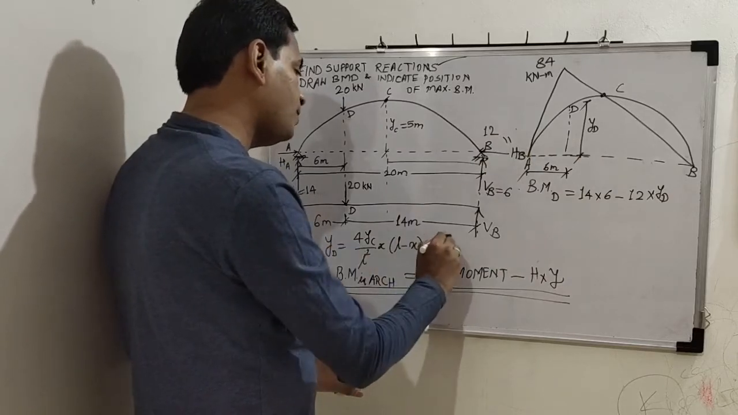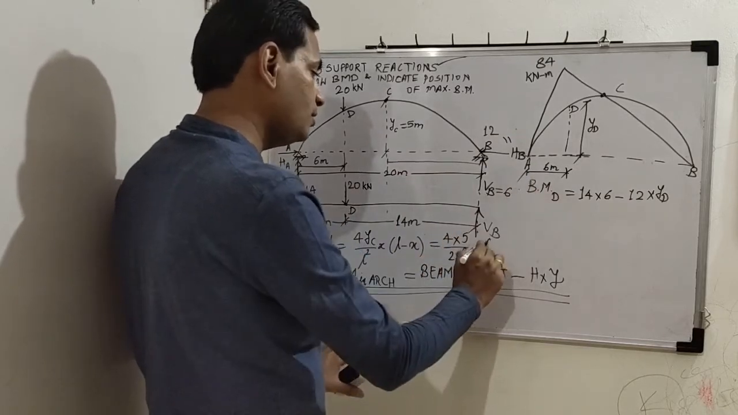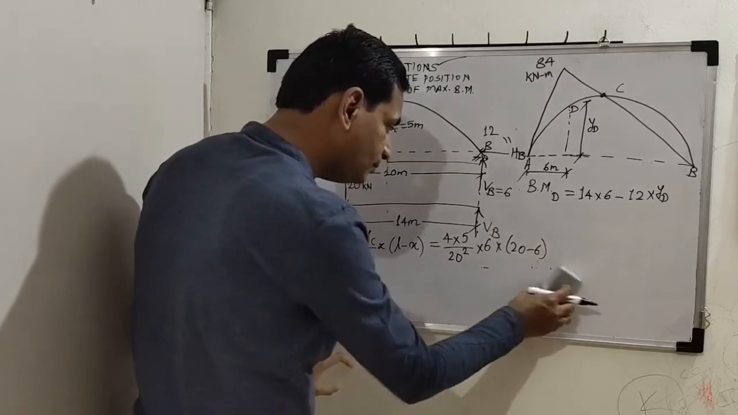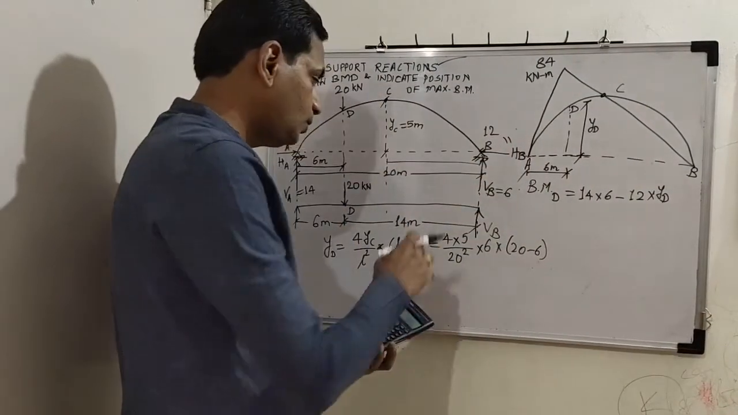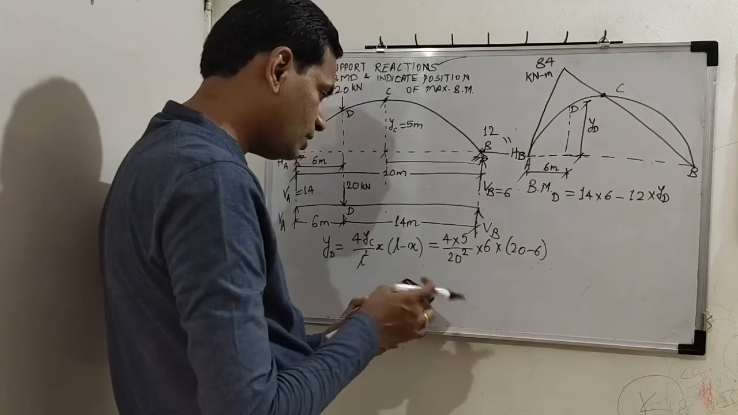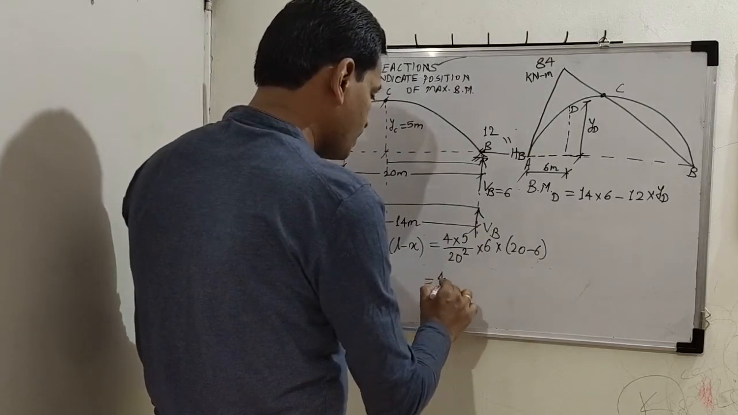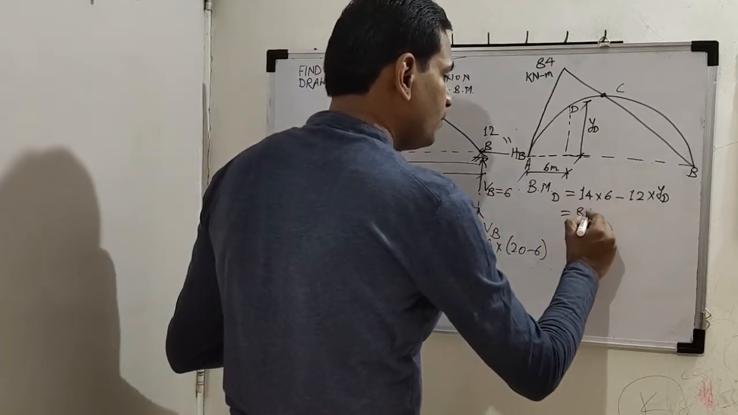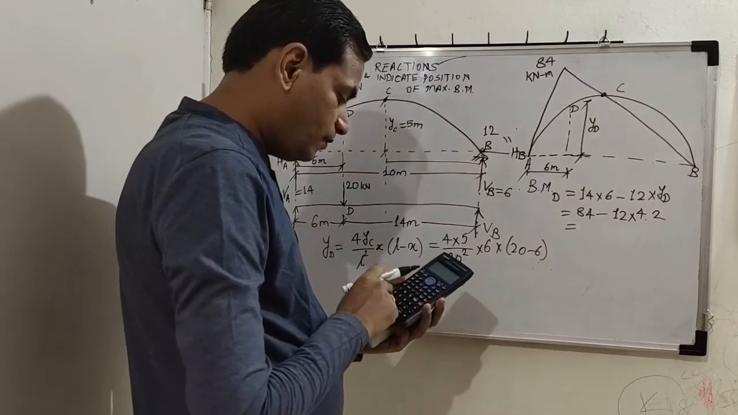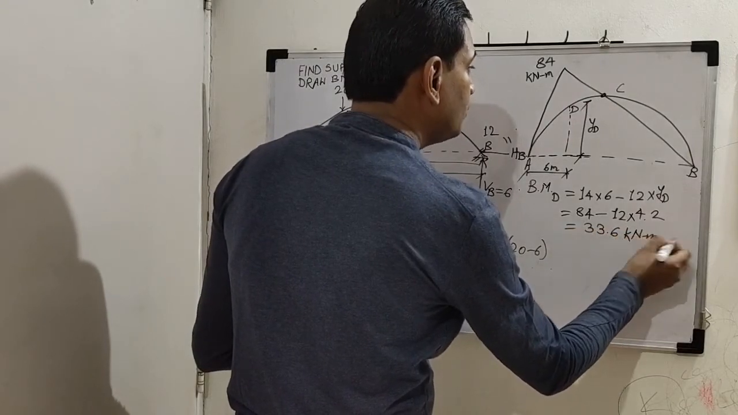So Yd is equal to 4 times Yc, the central rise, which is 5, upon 20 square, which is the span, into x, which is 6, into 20 minus 6. Let me calculate Yd. 4 into 5, 20, into 6 into 14, upon 20 square. So this is 4.2. So Yd is 4.2 meter. Substitute here. So 84 minus 12 into 4.2. Calculate: 84 minus 12 times 4.2. So it is 33.6 kilonewton meter.